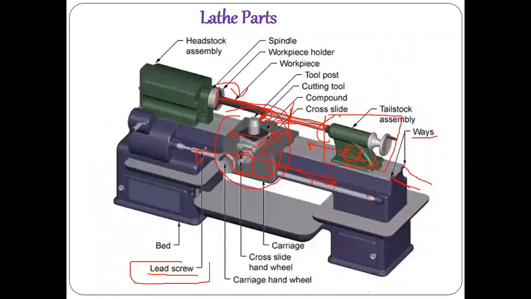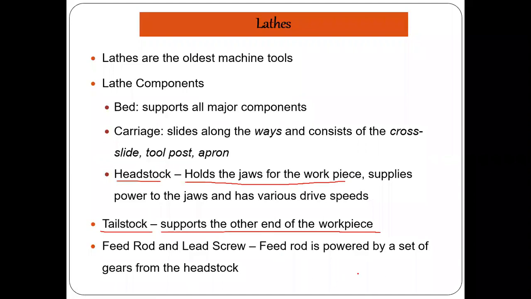As it rotates about its axis, this carriage moves forward as well as backward. If it moves in one direction, the carriage moves backward. If it rotates the other direction, it comes forward. So it is a simple nut and bolt mechanism. These are a few important parts of the lathe. I hope there are no questions on this.